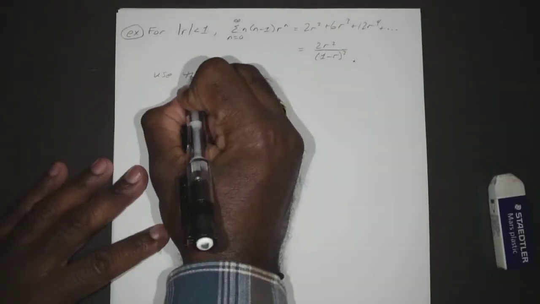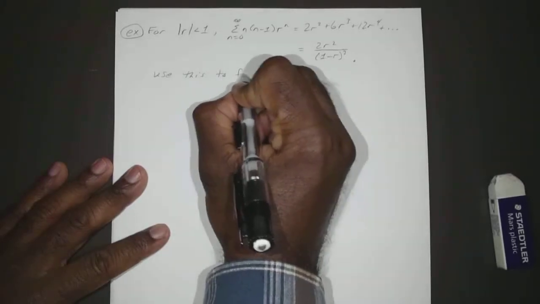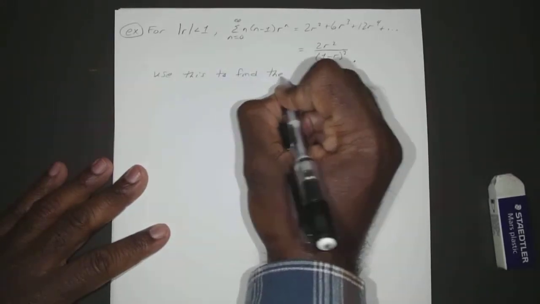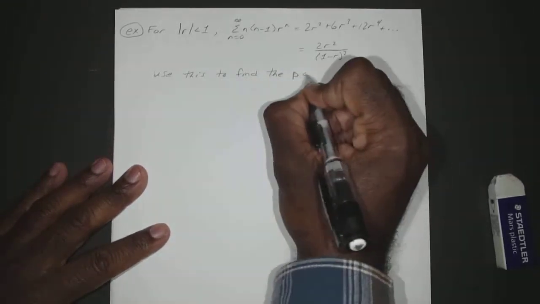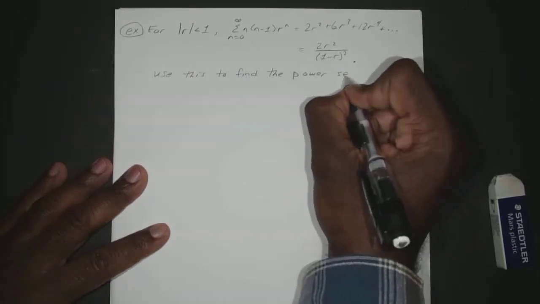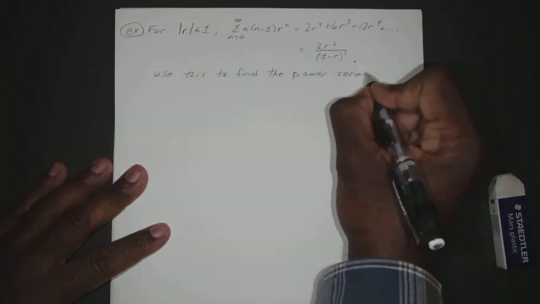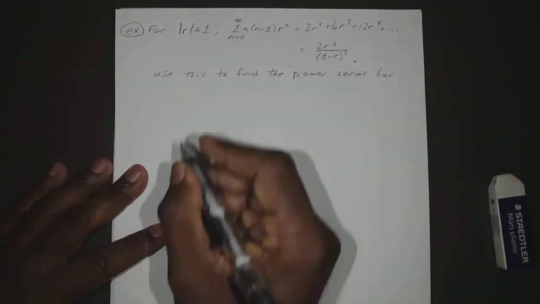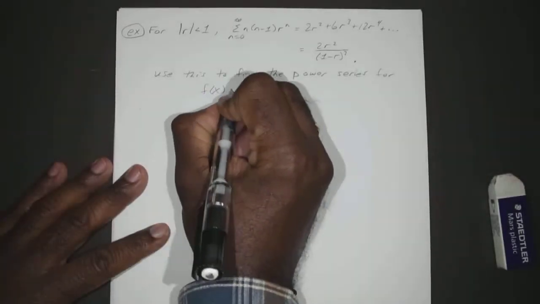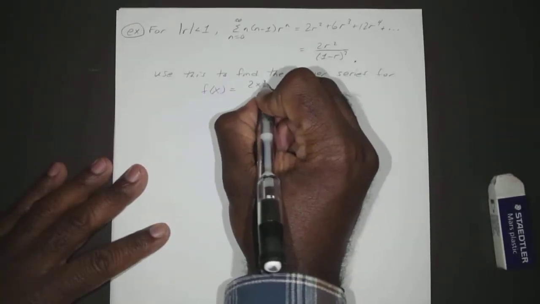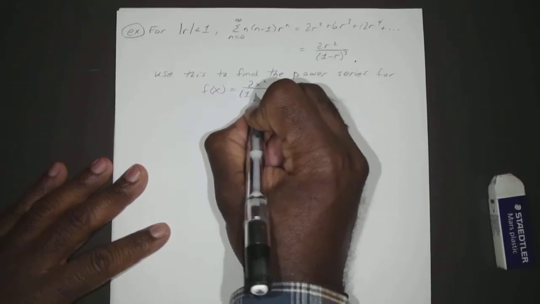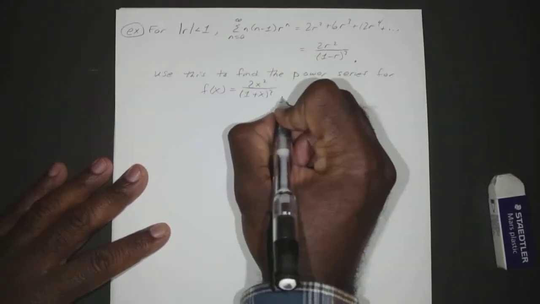Okay, use this to find the power series for f of x equals 2x squared over 1 plus x to the third.